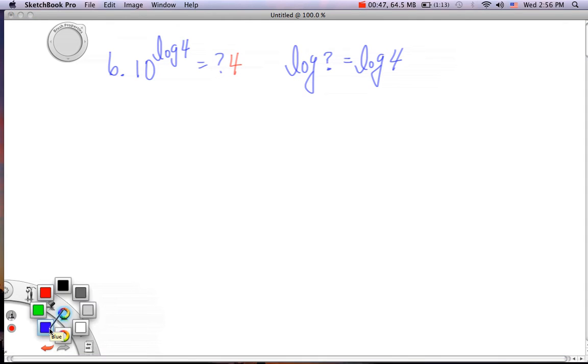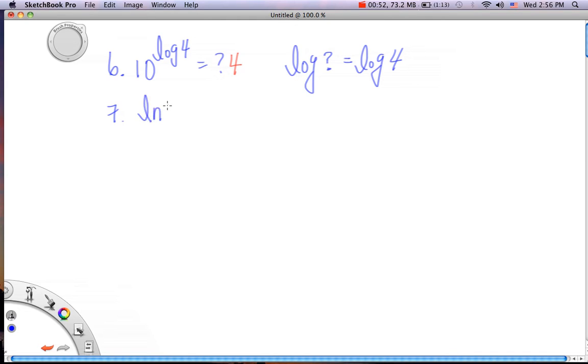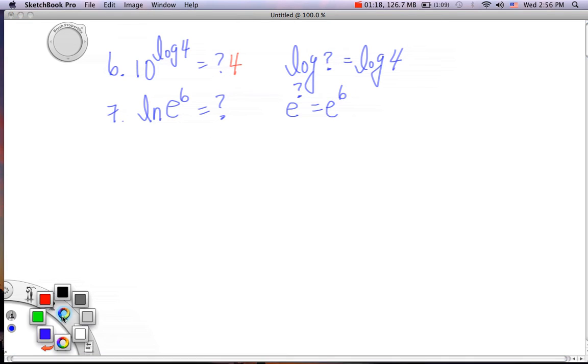Let's do a couple more. Same idea. I know these are tricky. ln of e to the 6, what does that equal to? Now remember, this is given to you in logarithm form, and that just means log base e. Remember, there's a base e here. So to convert this back to exponent, e is my base, question mark is my exponent, and e to what power is going to give me e to the 6, right? So again, that question mark will equal 6.